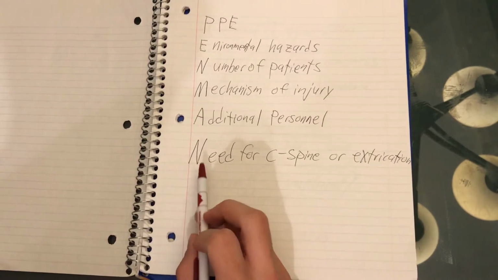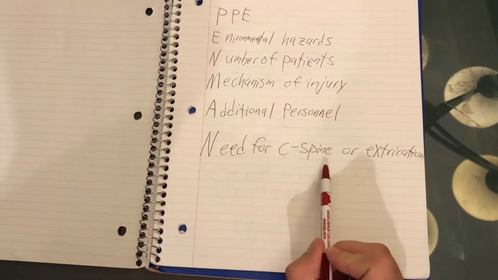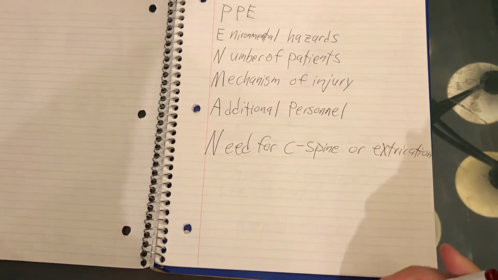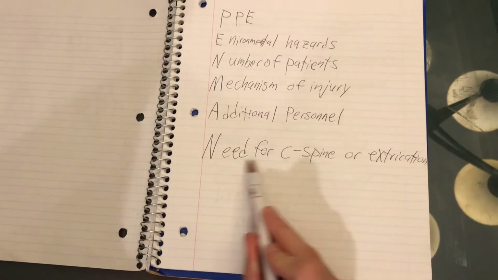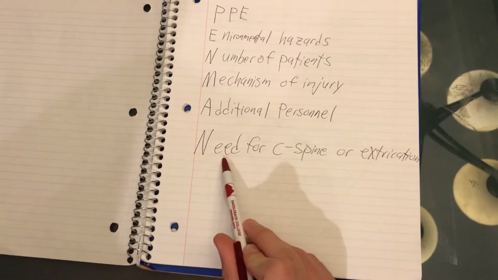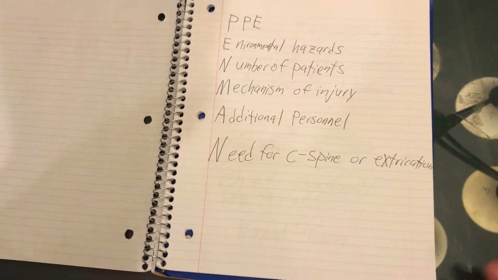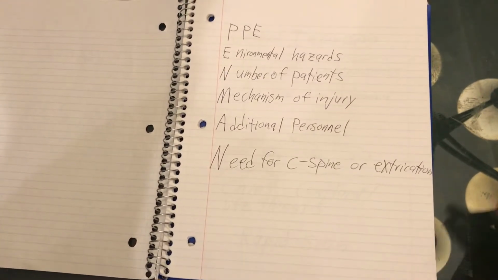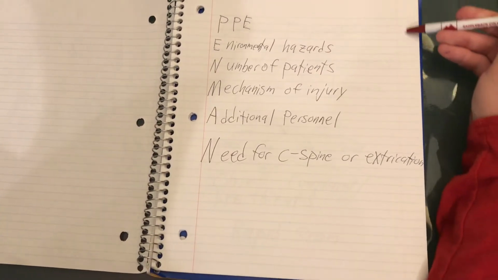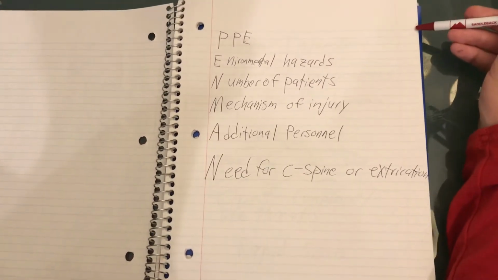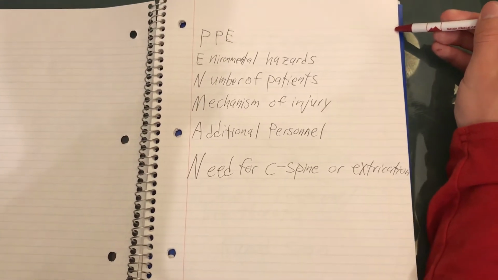And then the N in PENMAN is need for C-spine, which stands for cervical spine, which basically means you're going to stabilize their head and neck to prevent any damage to their spine, or a need for extrication, which is basically just if they have to get out of the car quickly or non-quickly, then you have to make a mental note of that in your head. You don't necessarily perform these things. It's just what should naturally come to your head when you're arriving on scene and you're trying to figure out what's going on.